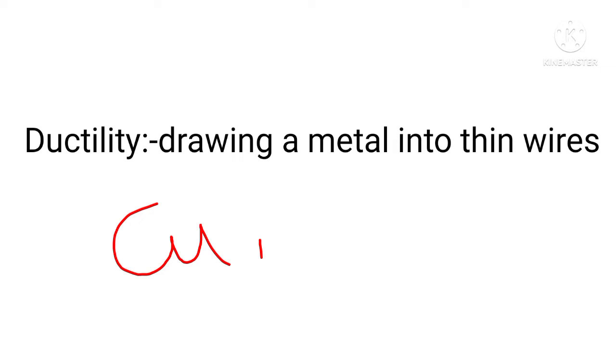For example, copper wire, which is used in the conduction of electricity, and also tungsten, which is used as a filament in a bulb. It is also a metal. It is a highly ductile metal. It can be drawn into very thin wire.